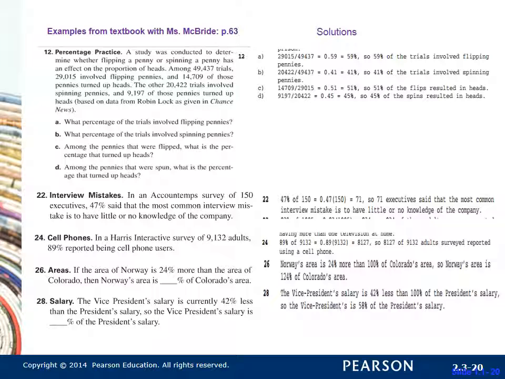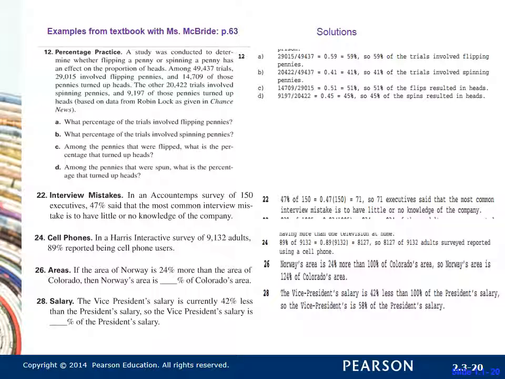All right, let's go on to 22. Interview mistakes. Let's see, do I have a different set of directions? Yes. So if you look on page 65, here it says some important analysis of survey requires the actual number. So that's what we're working on here. We're finding the actual number. So here we want to know a survey of 150 executives, 47%.